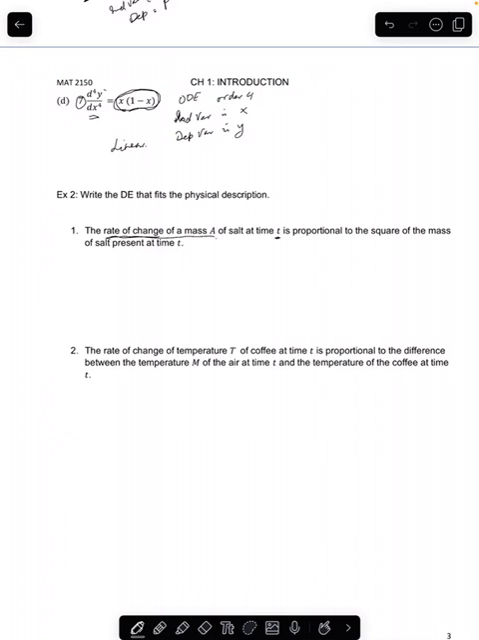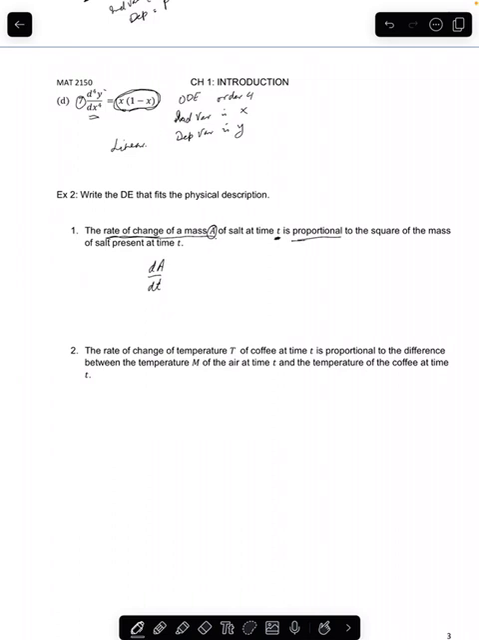So what does that mean? The rate of change of A with respect to t. So how do we write it? dA by dt. So this is the rate of change of A with respect to t, is proportional to the square of the mass of salt present at time t. Well, what is the mass of salt present at time t? It is denoted by the symbol A. So we are saying that dA by dt is proportional.